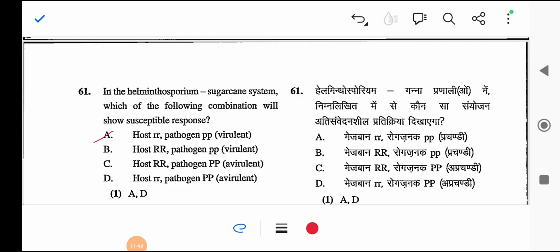for the host is Rr. Small r is what? It is susceptible. Capital R is what? It is resistant. But here, if the resistant gene is not there with the host, and the pathogen is in the recessive condition, the pp gene in the recessive condition, it is virulent. So even if Helminthosporium is not mentioned, you could have answered this question. If there is a virulent gene dominant and the host gene is recessive, in that case there will be a susceptible response.